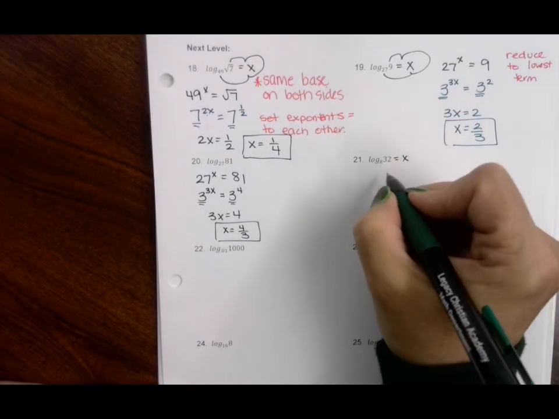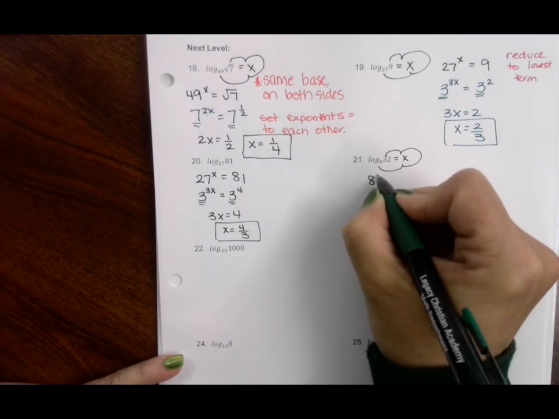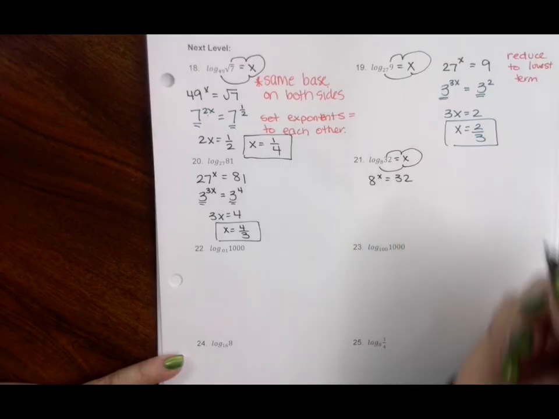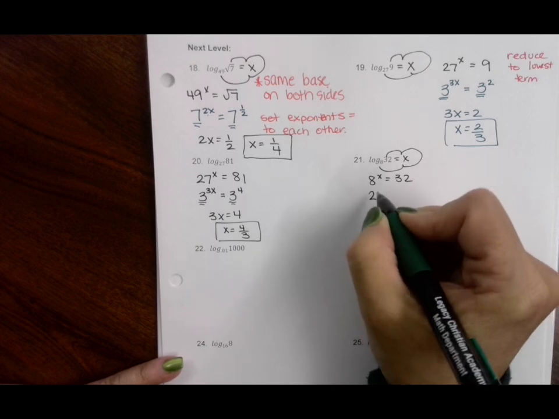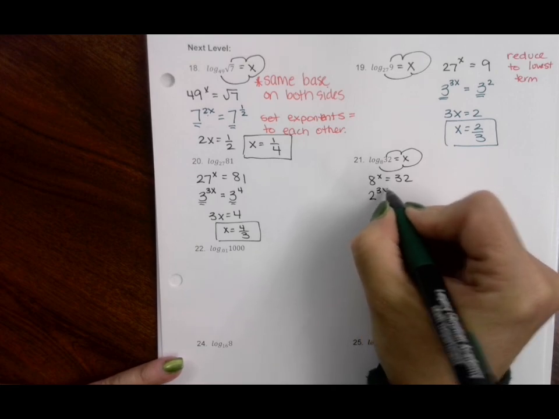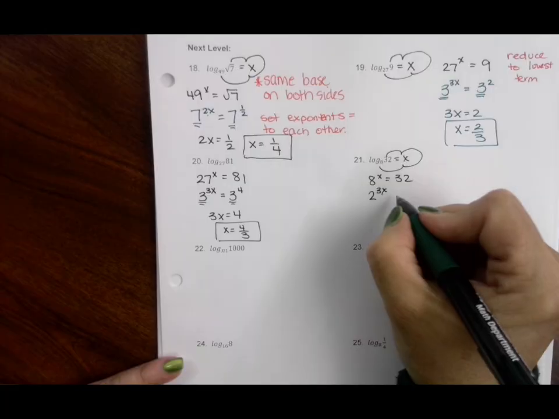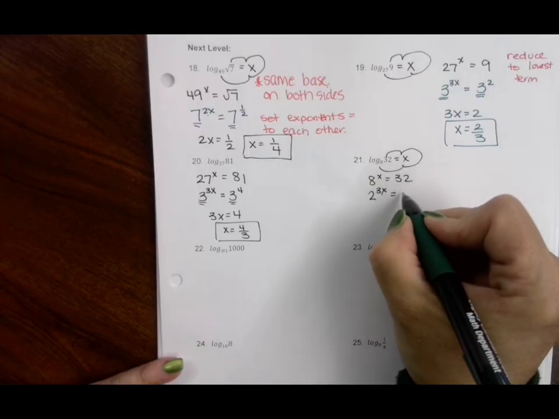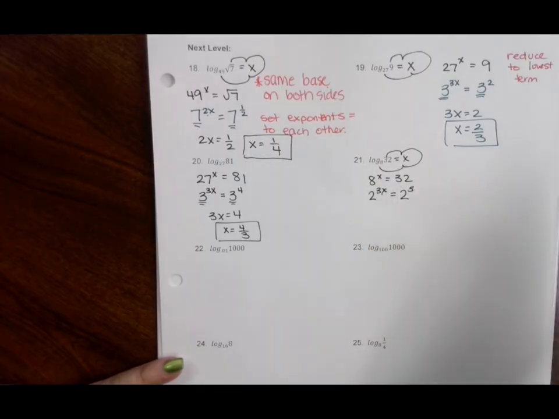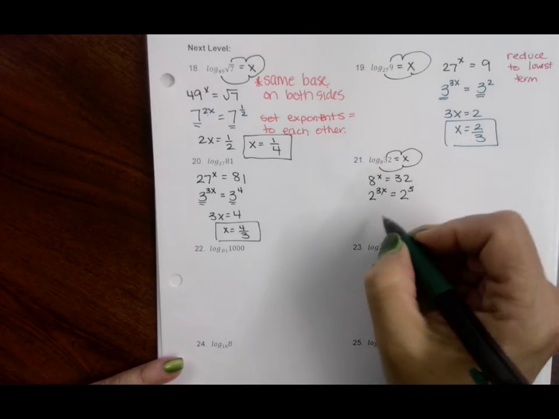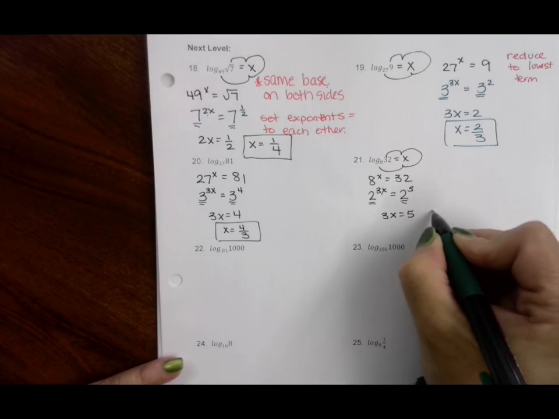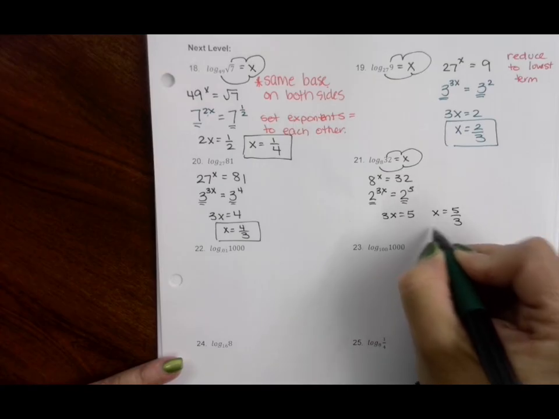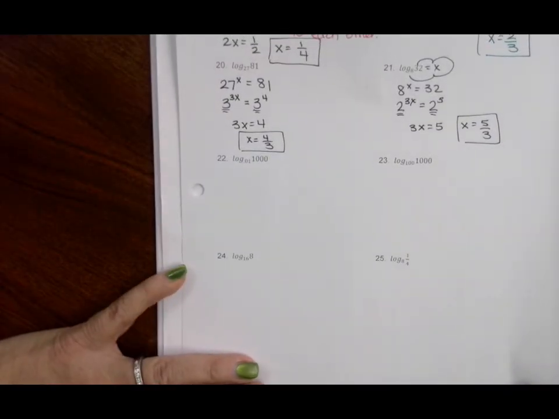Okay, so this gives me 8 to the x equals 32. And I'm looking for same base. So this is going to be 2 cubed. 2, 4, 8. All right, and on this side, I can keep going, and I'm going to have 2 to the 5th power. 2, 4, 8, 16, 32. Same bases now. So I have 3x equals 5, so x equals 5 over 3. Okay, just a couple more.